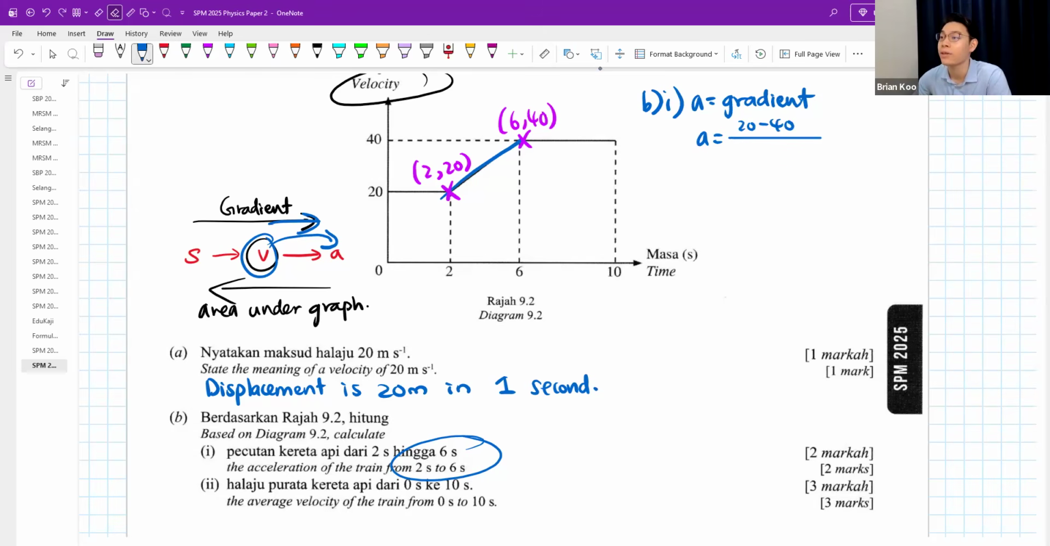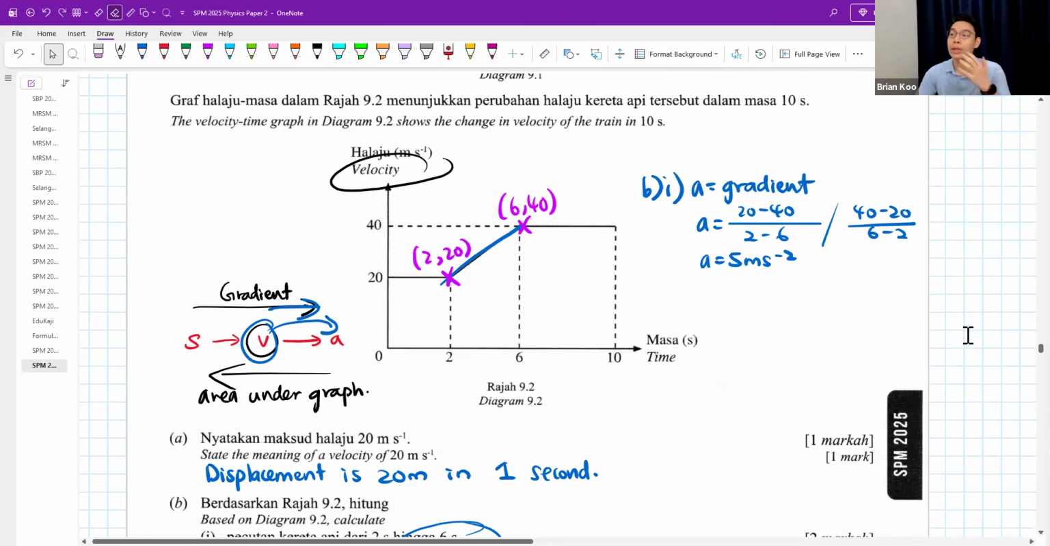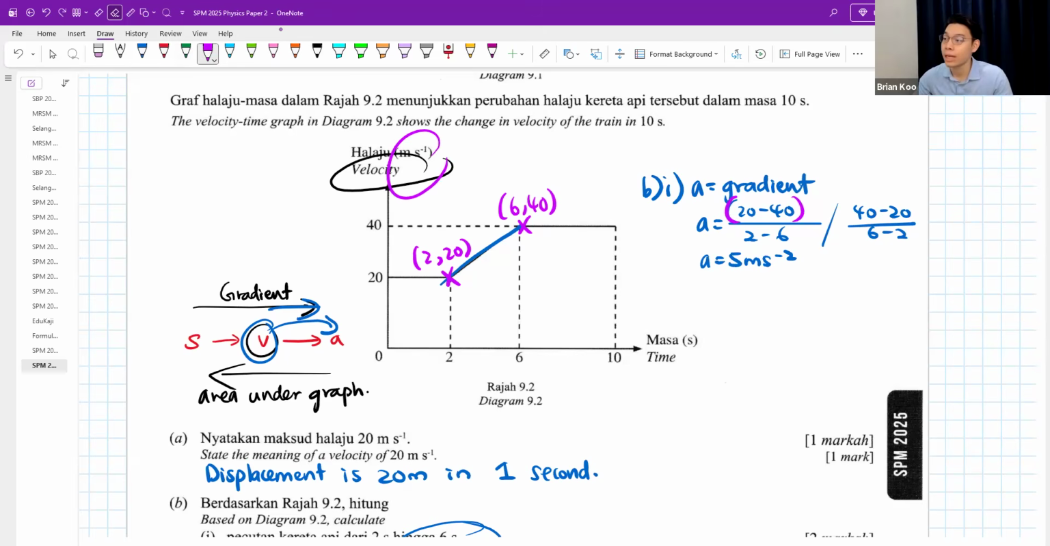y2 minus y1 over x2 minus x1. Teacher, can I do 40 minus 20 over 6 minus 2? Can, it doesn't matter. The answer will be exactly the same. 5 meter per second squared. How do I know the unit is 5 meter per second squared? Well, because velocity, the y-axis, is meter per second. The x-axis is time, in seconds. So together it is meter per second squared. There you go.